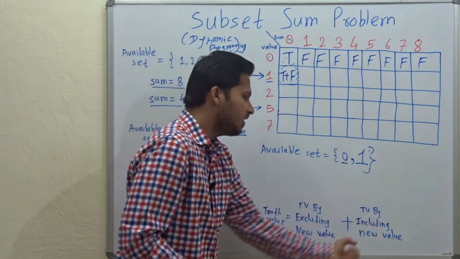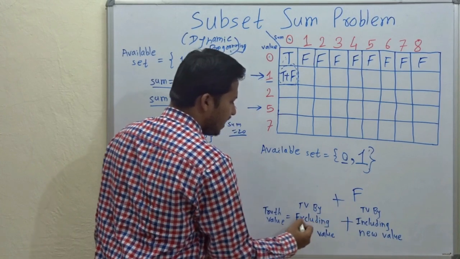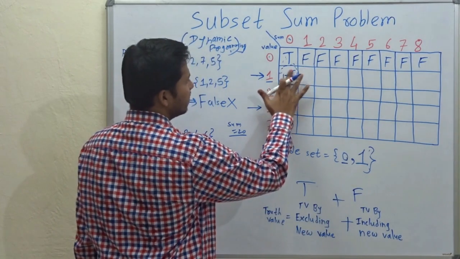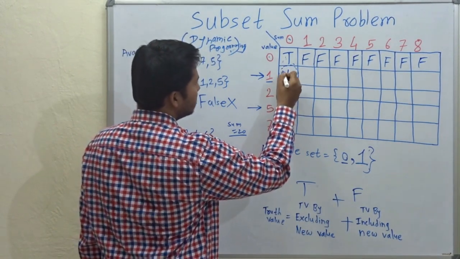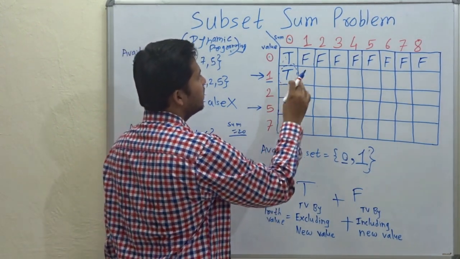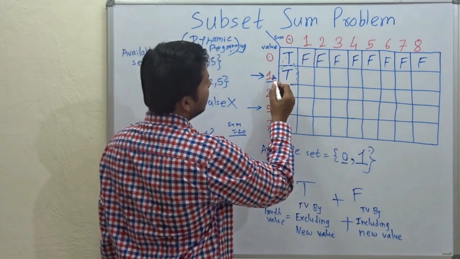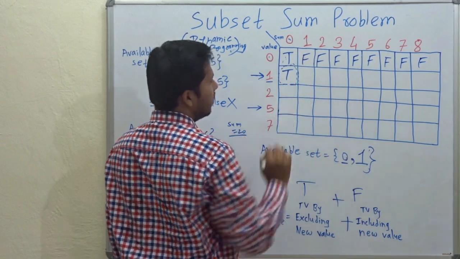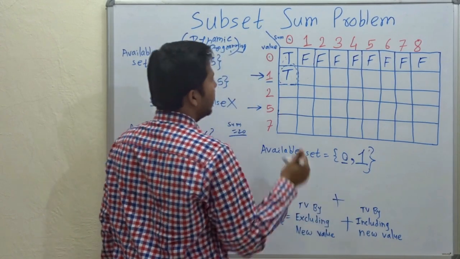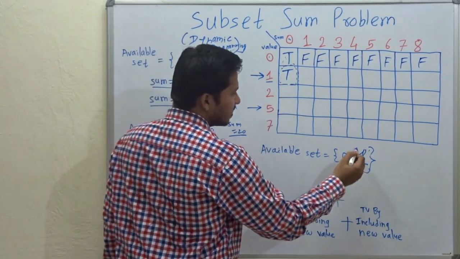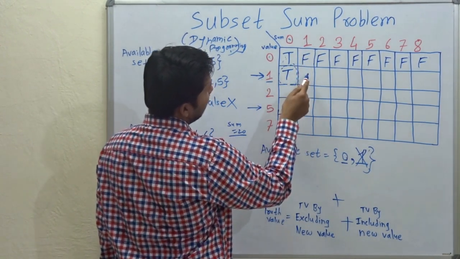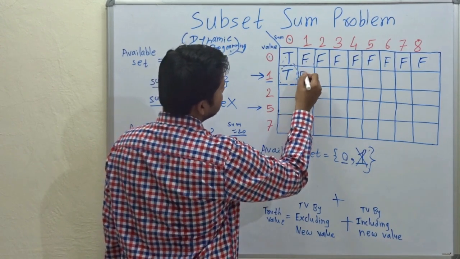So truth value by including new value comes to be false, and by excluding new value is true. So true or false is true. So the final value in this cell is true. Now let's do it fast, as you understand now. See, by using 1 can you form 1? This is the question. So what our law says? First exclude the new value, exclude it. So by using 0 can you form 1? The answer is in the upper cell, so that is false.